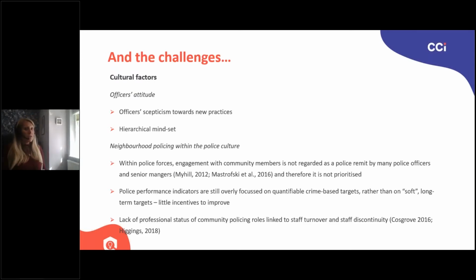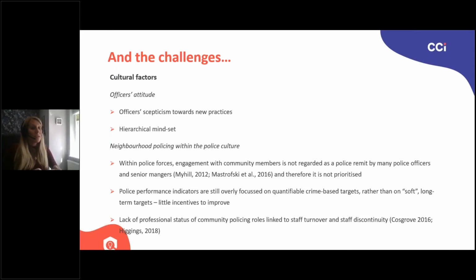In terms of cultural factors, you might think, well, if I design a tool that is useful and I give it to officers, they will use it. That is not really always the case, and things are not so simple. We noticed that very often officers are skeptical towards new practices, and because they have this hierarchical mindset, if they're not asked explicitly by their bosses, you have to do this, you have to use this new practice, you have to use this tool, they will not do it.